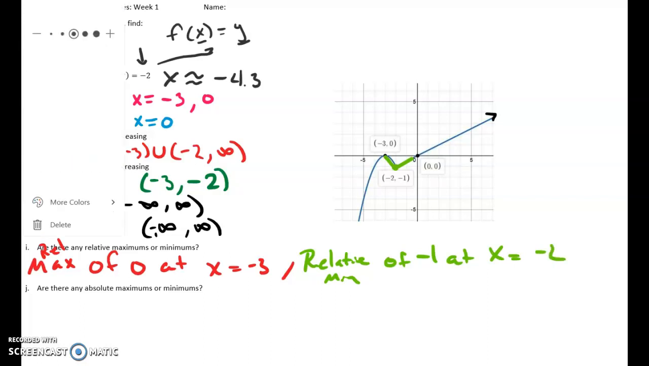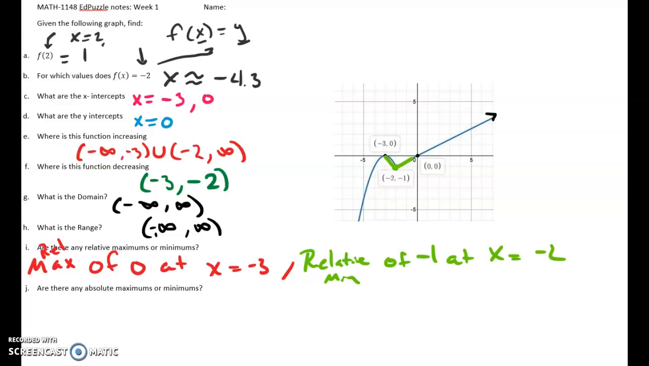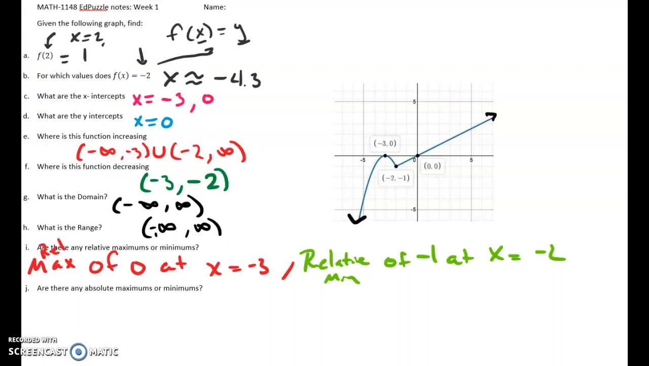The last thing we're going to take a look at in this video is whether there are any absolute maximums or absolute minimums. Now, an absolute maximum or an absolute minimum is where everything in the graph is below it or above it. And we can see that since this graph looks like it's going to be continuing this direction and this direction forever, this is going to go up forever to +infinity, like we said in our range. And it's going to go down forever to -infinity, like we said in our range as well. So we would say no absolute max or mins.